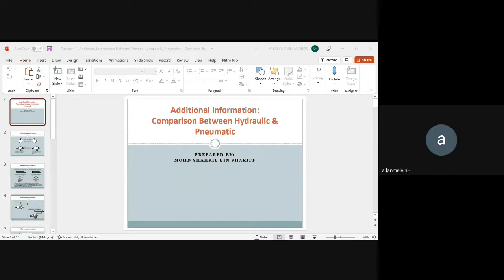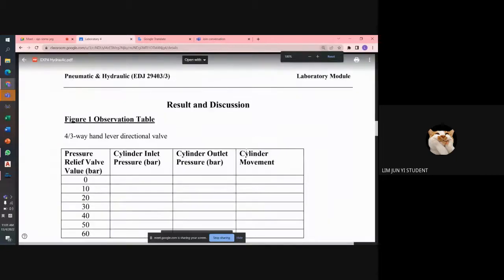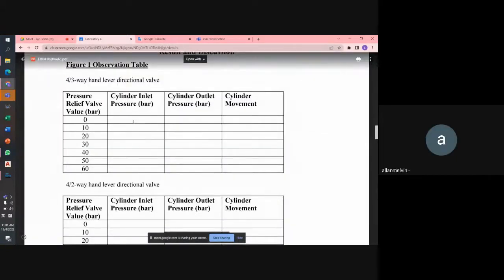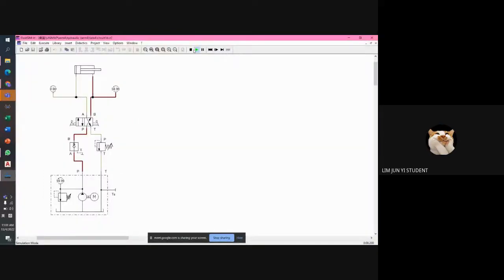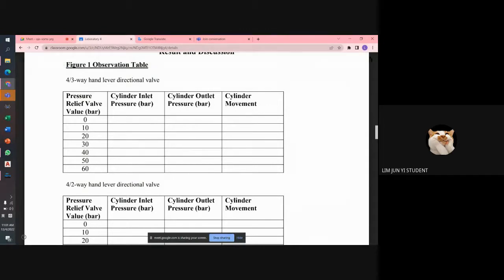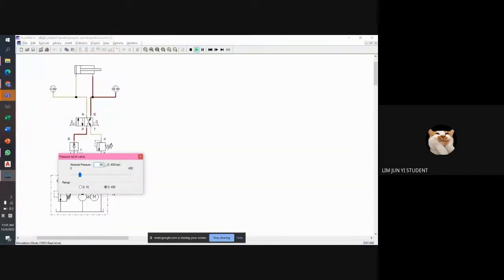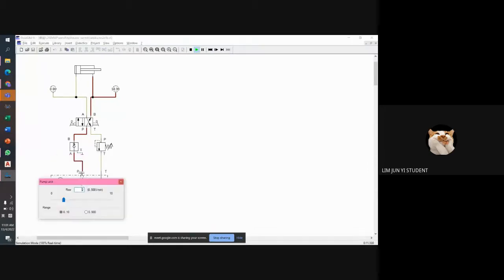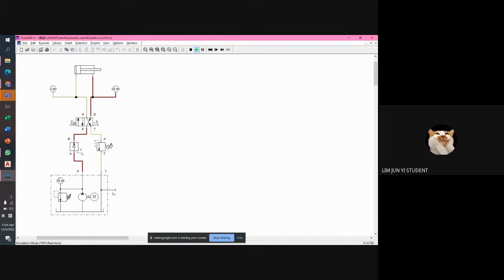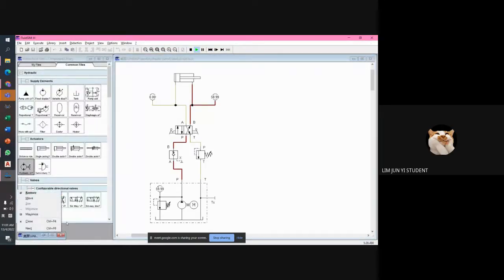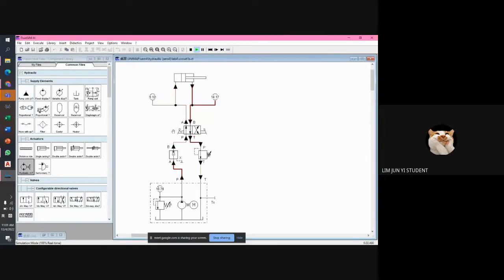Sir, can I ask you something about the lab? Can let me present so that it's easier for me to ask. Okay, sure. So this one table, right? This column, cylinder inlet pressure and cylinder outlet pressure, we just directly put, let's say this one 10, and this one 2, right? And then we push, so we just use this value. And yes, you just take the two values.